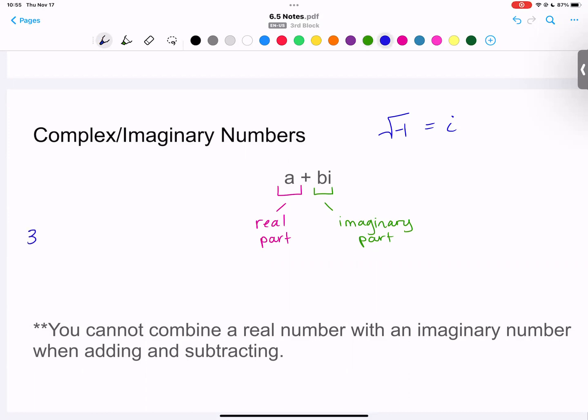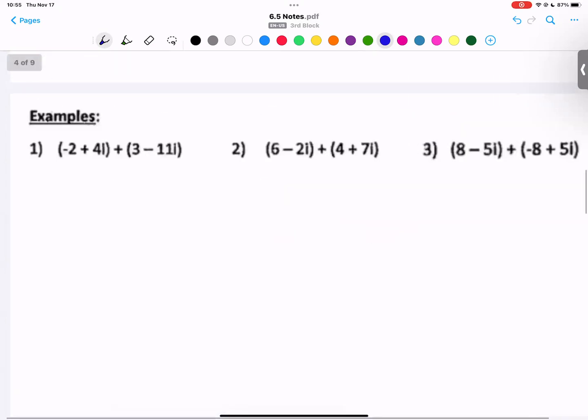If I gave you 3 plus 2x, you wouldn't add those together, right? You'd say that is as simplified as it can be. The answer is 3 plus 2x. Same thing as 3 plus 2i. You cannot combine those. So let's look at some examples.